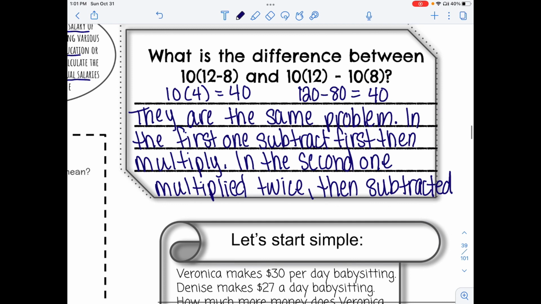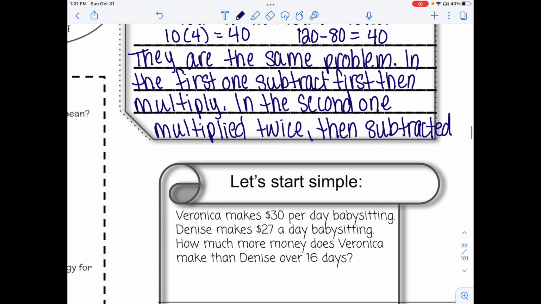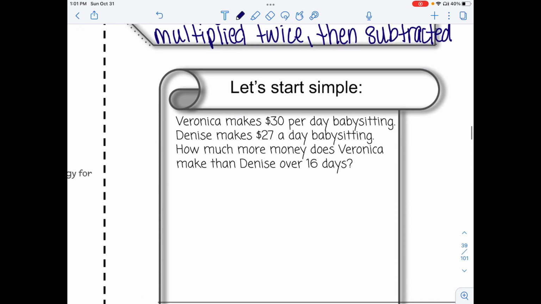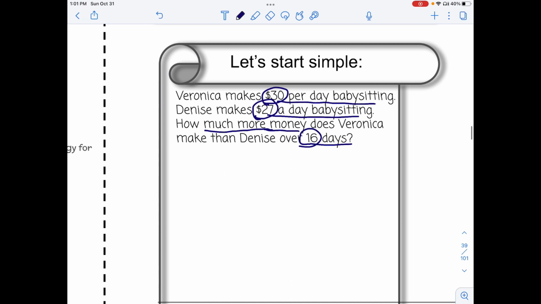Okay, so now we're going to move on to some problems. We're going to start simple. Veronica makes $30 per day babysitting. Denise makes $27 a day babysitting. How much more money does Veronica make than Denise over 16 days? Here we have to remember that per day means one day. So we're going to compare the two in 16 days.